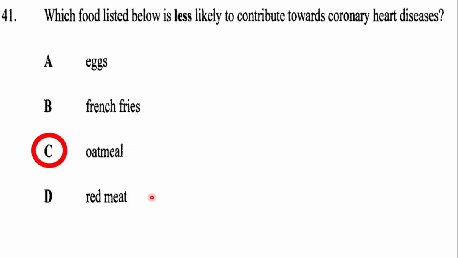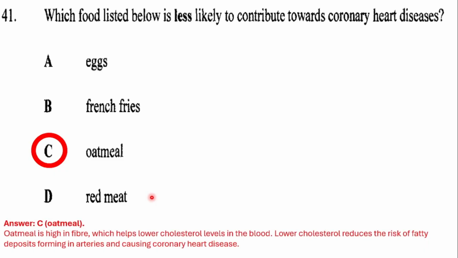The correct answer is definitely going to be C, oatmeal, because oatmeal is high in fiber, which helps lower cholesterol levels in the blood. Low cholesterol reduces the risk of fatty deposits forming in arteries and causing coronary heart disease. So oatmeal is going to be less likely out of all of these options to contribute to coronary heart diseases.